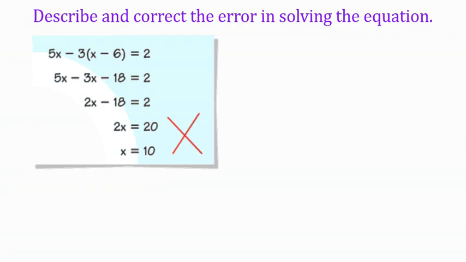Here's another one. The original problem is 5x minus 3 times the quantity x minus 6 equals 2. Can you describe and correct the error in solving the equation?